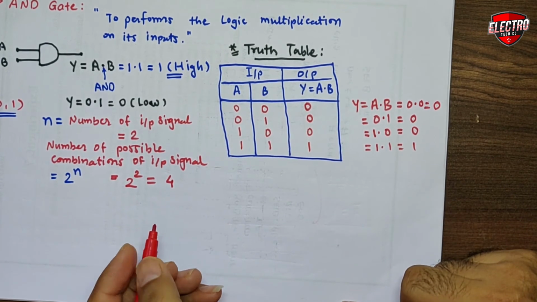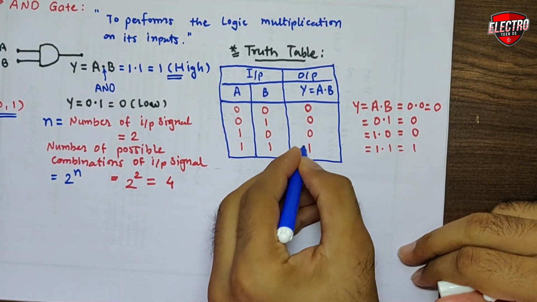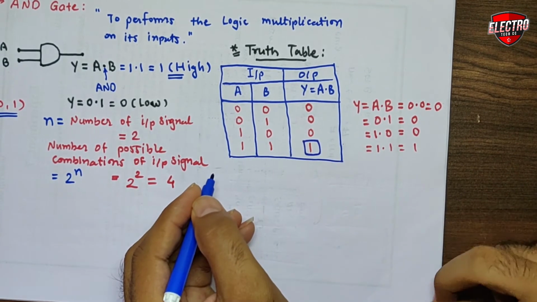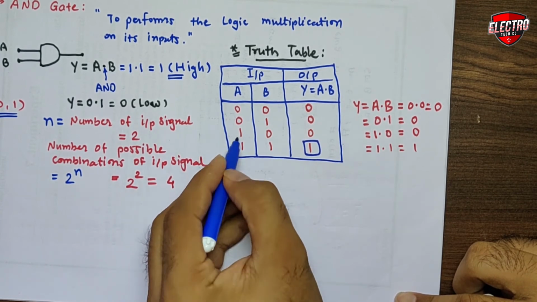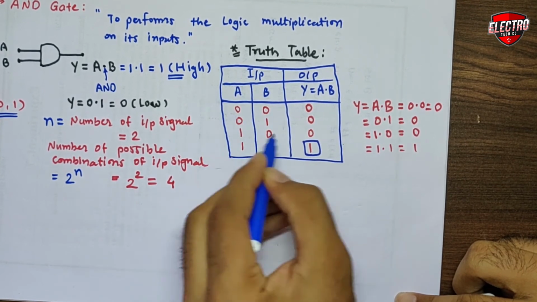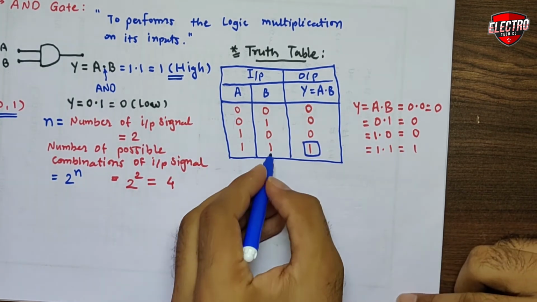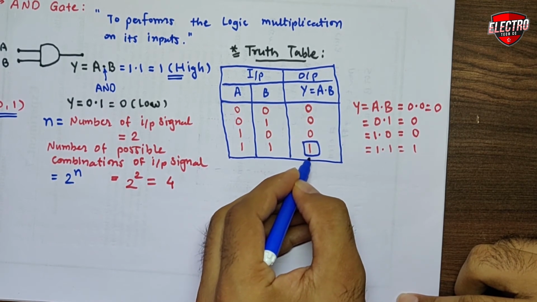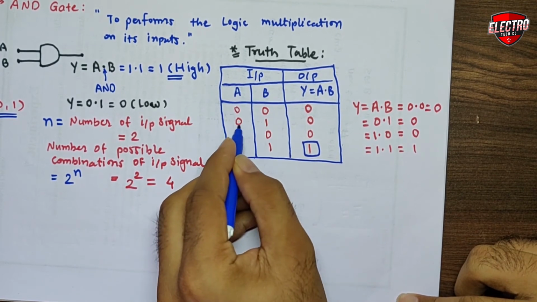As we discussed earlier, we get output signal y equal to high or 1 if and only if all the input signals to the AND gate are high or 1. Clear? And if any one input signal is low, then we get output signal active low or 0. Clear? If all the input signals are high, then we get output signal high or 1. Clear?